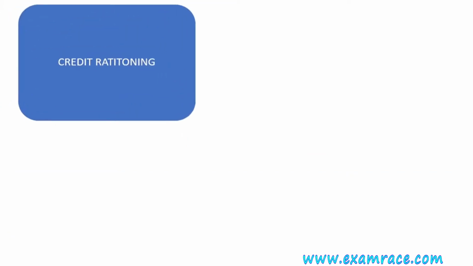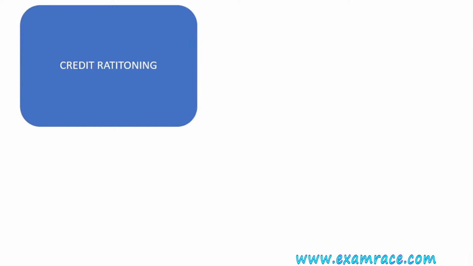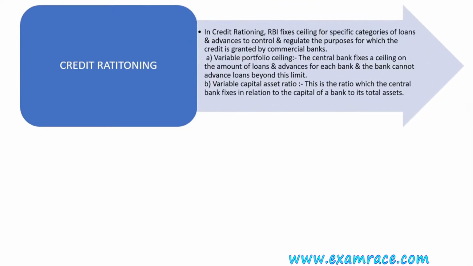Then comes credit rationing. Credit rationing is a type of ceiling fixed by the RBI for specific categories of loans and advances to control and regulate the purpose for which the credit is granted by the commercial banks. The ceiling is also of two types. First is variable portfolio ceiling and second is variable capital asset ratio. The central bank fixes a ceiling on the amount of loans and advances for each bank and the bank cannot advance loans beyond this limit.